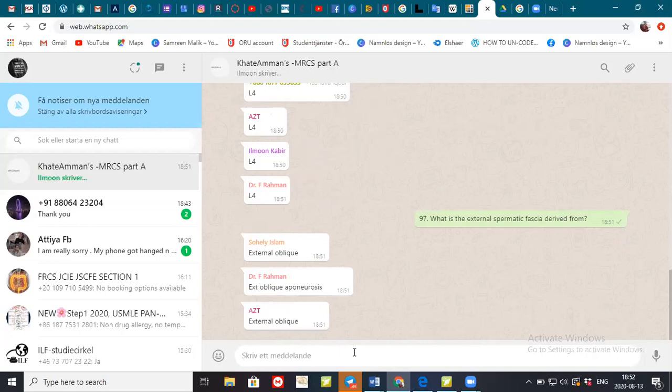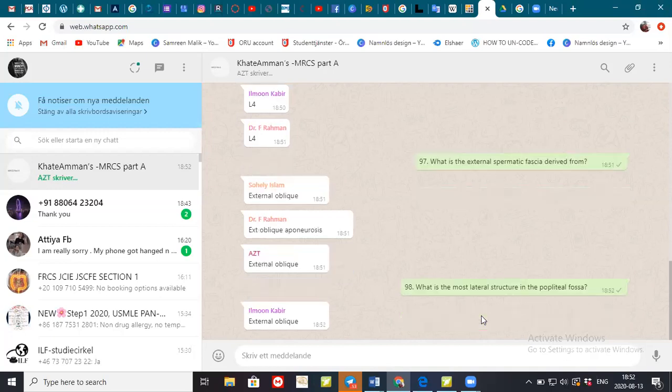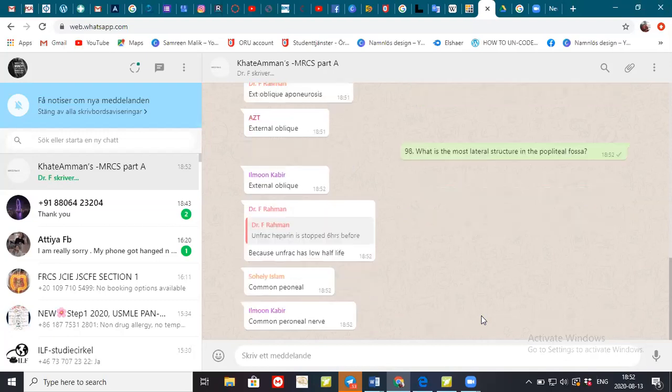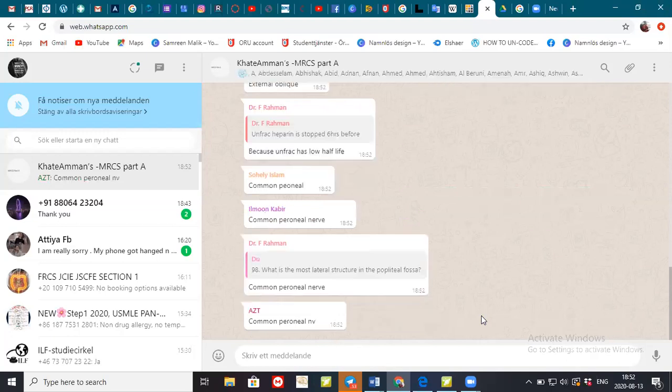Tell me the contents of the popliteal fossa. I want to know the lateral structure, but also the deepest structure. The deepest is the popliteal artery, then the popliteal vein, then in the center the tibial nerve, and laterally the common peroneal nerve. If there is a fracture of the neck of the fibula, the common peroneal nerve will be damaged. Good.